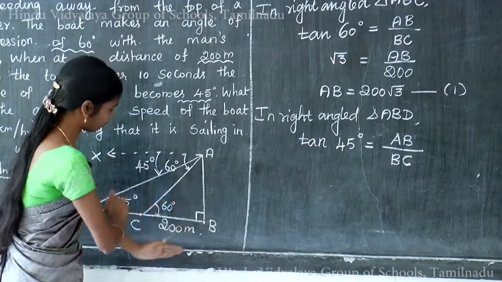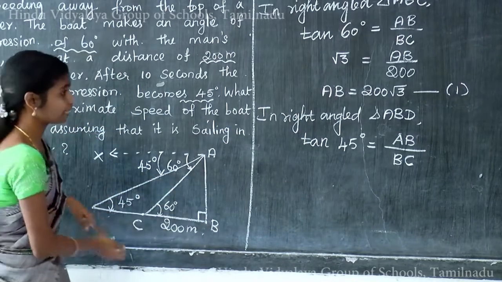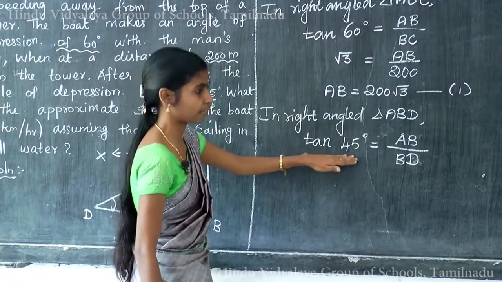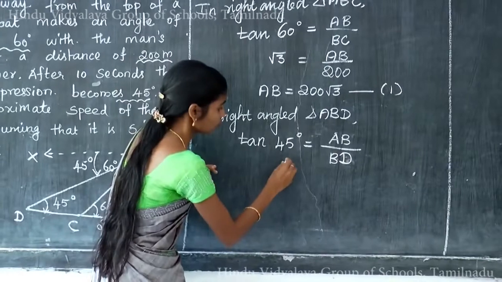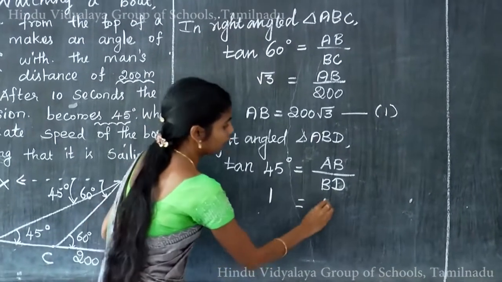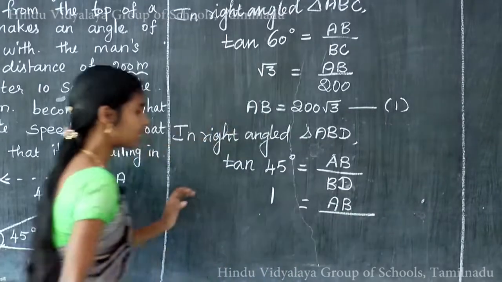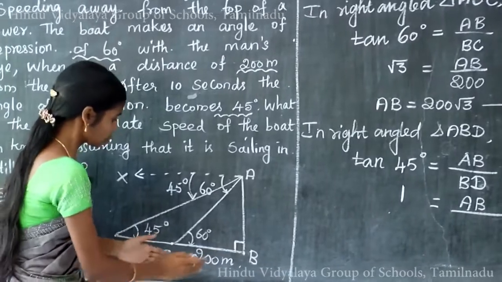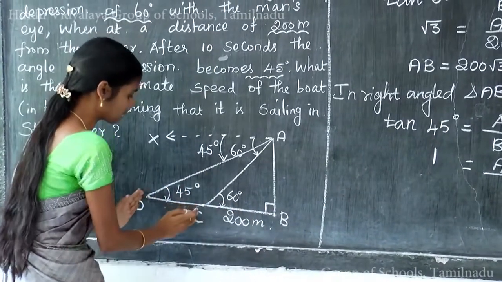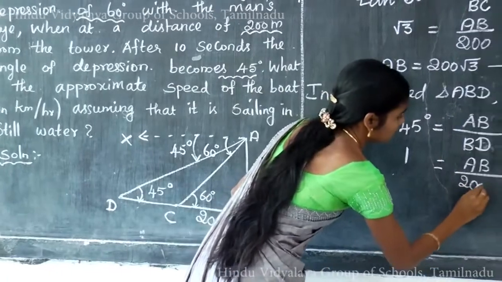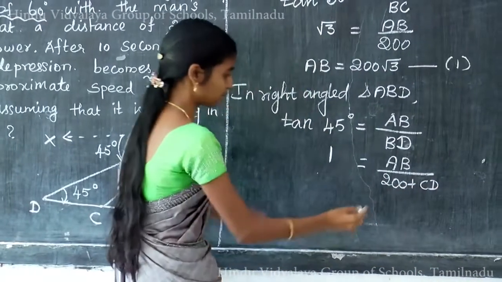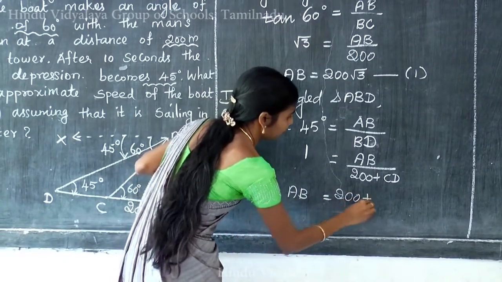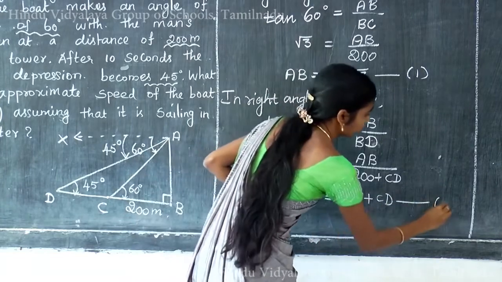AB is the opposite side of the 45 degree angle and the adjacent side is BD. Then what is tan 45? Yes, very good, it is equal to 1. So tan 45 is 1, that is AB by BD. BD is nothing but CD plus BC. BC is 200, so BD is 200 plus CD. Cross multiply. So AB is equal to 200 plus CD. Take this as equation 2.